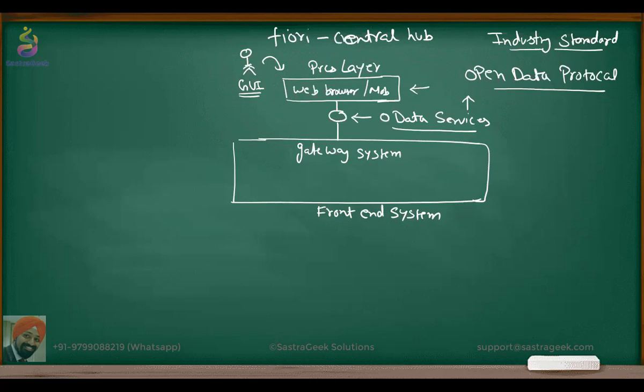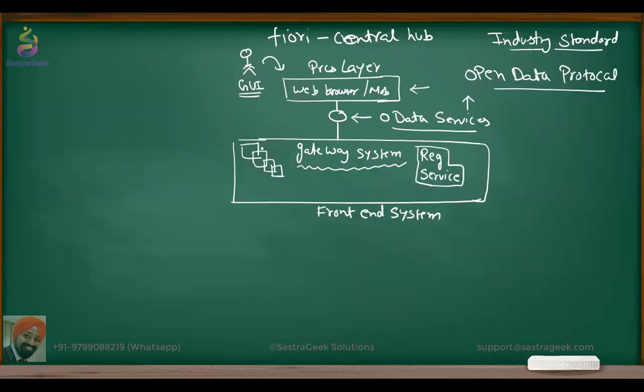Now what would the gateway system be doing? The gateway system is a technical system, a front-end application layer, where you would be registering your OData services. The registration of this OData service would happen here. All of your Fiori applications which we are developing, so yesterday we have seen some of the Fiori applications, all of your Fiori applications would be there.